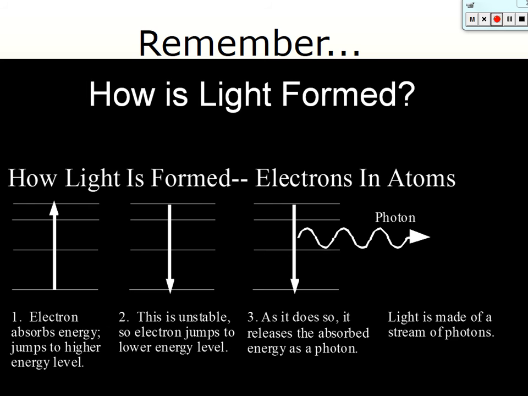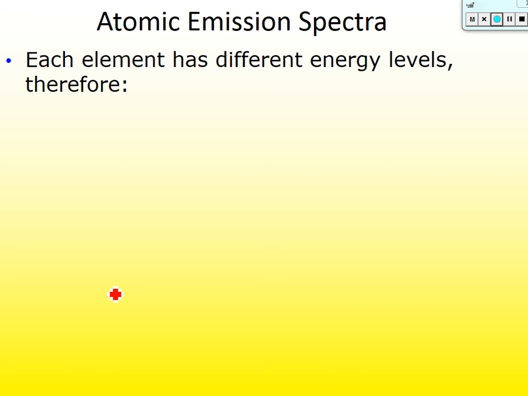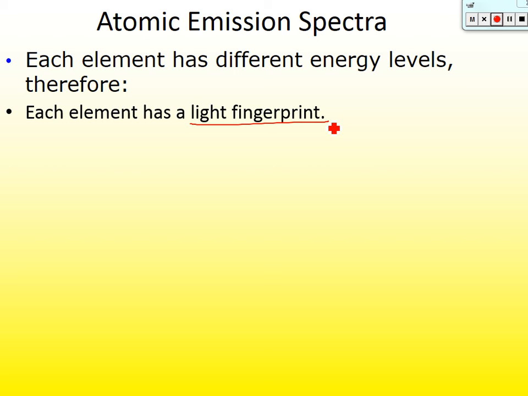Okay, so remember how light is formed. It's from the electron. It moves up to a higher energy level when it absorbs energy, but when it comes back down, then it releases light. So the atomic emission spectra, let's talk about that for just 1 second. Each element on the periodic table, now there's up to 118, each one has different energy levels, and therefore these energy levels, which produce light, give each element a light fingerprint.